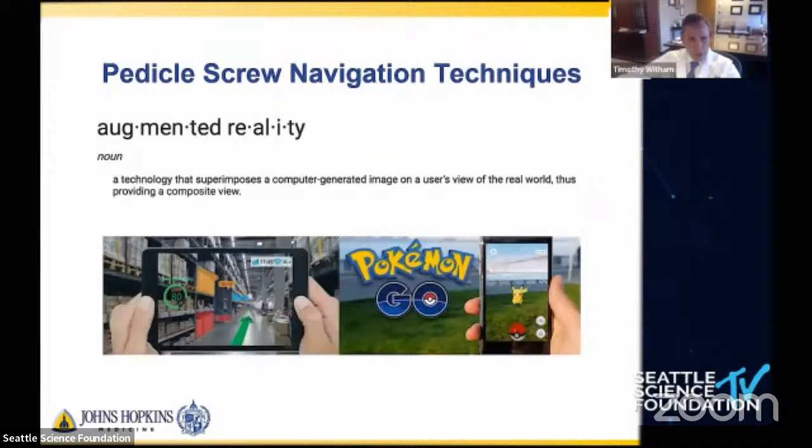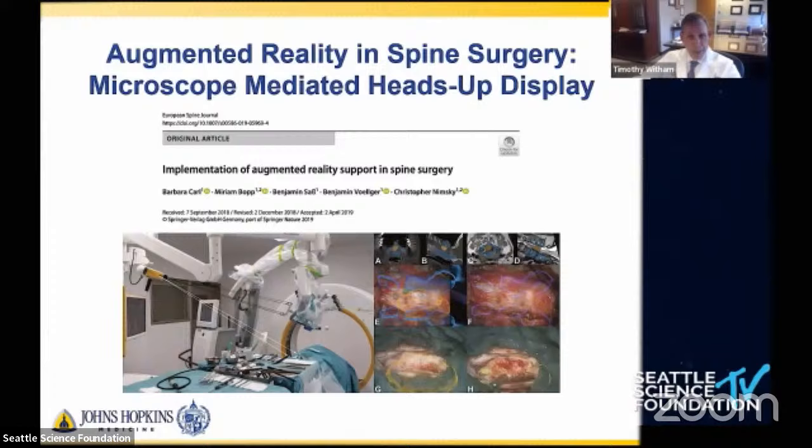Now, augmented reality may be a solution for this. And what augmented reality is, from a definition perspective, is when you take a computer-generated image and you overlay that image on your view of the real world, making a composite or augmented image. And this has actually been used in spine surgery in a variety of different ways.